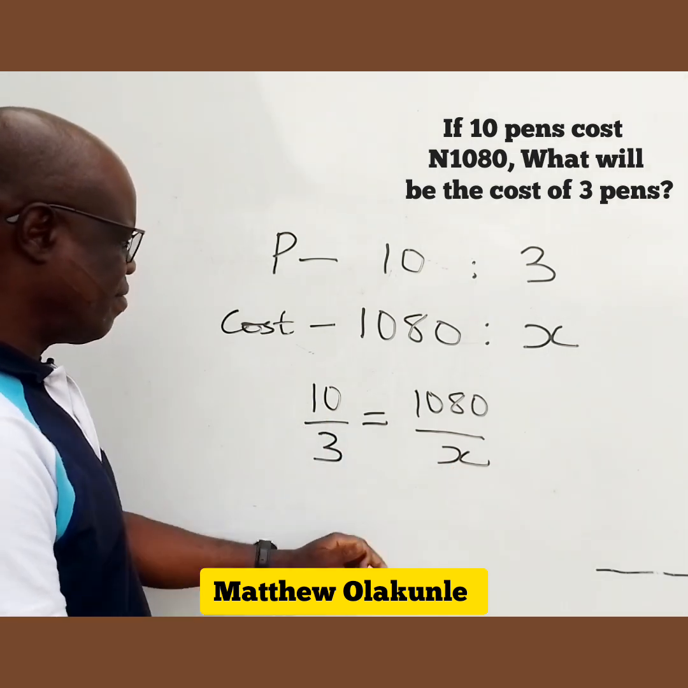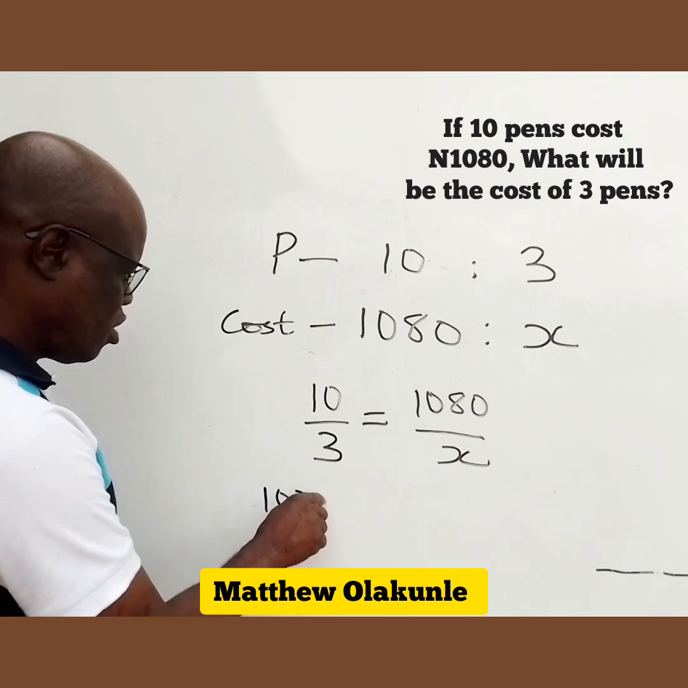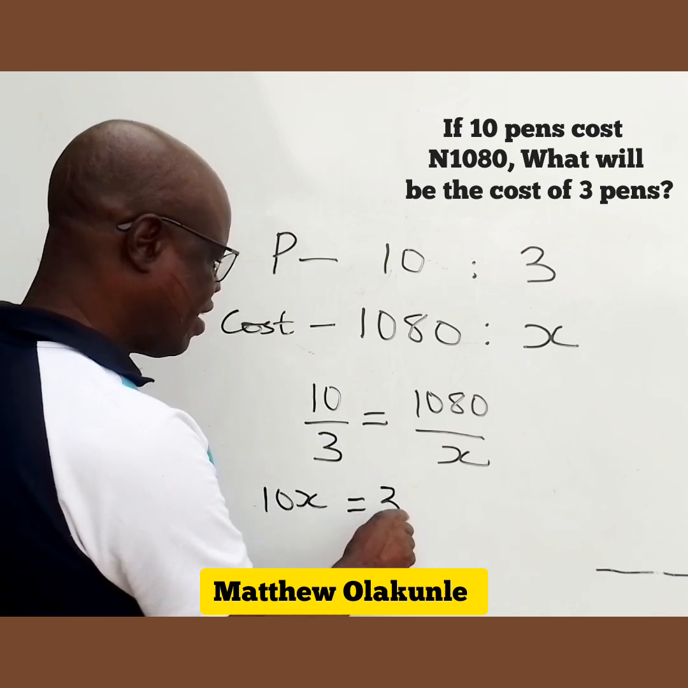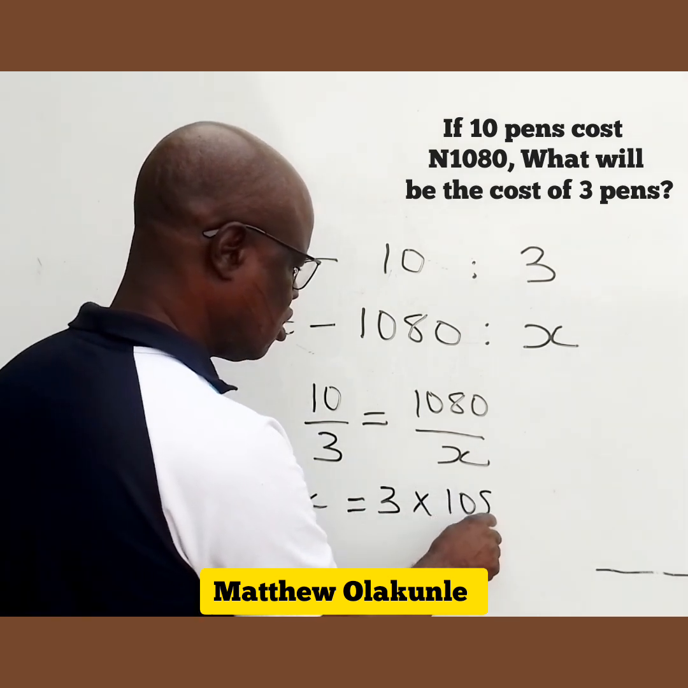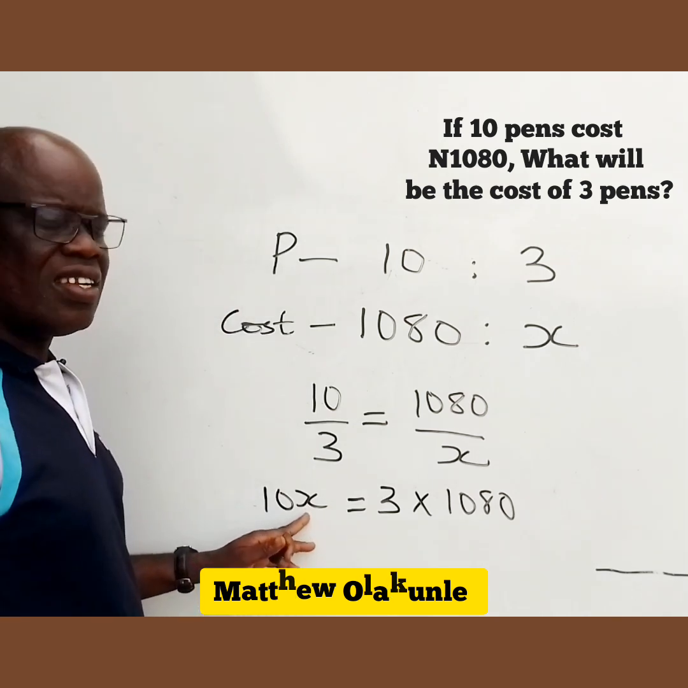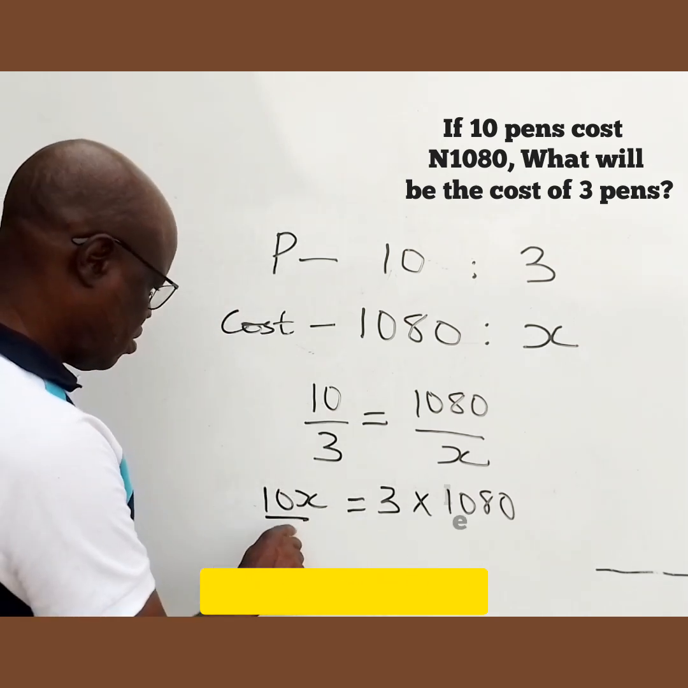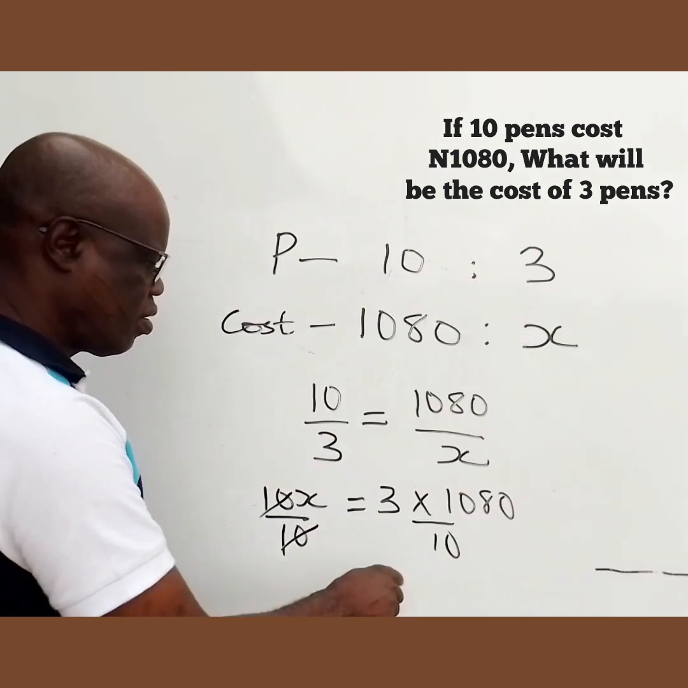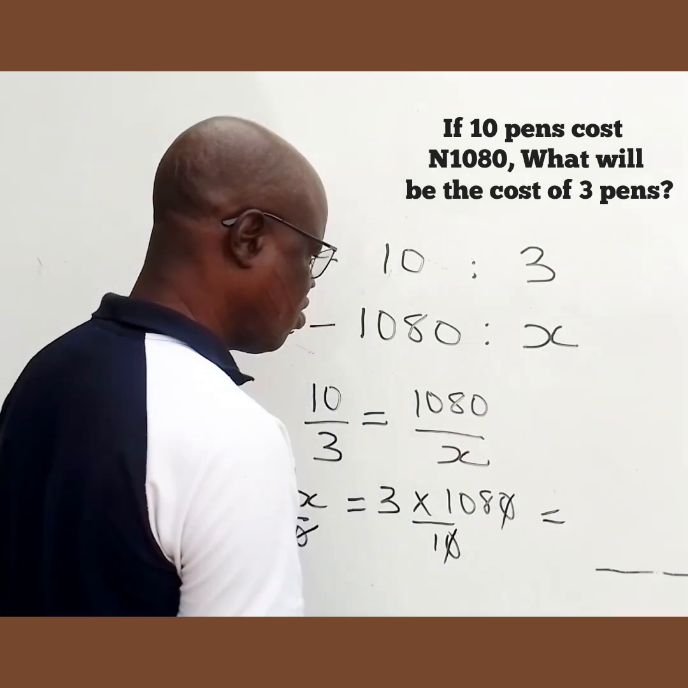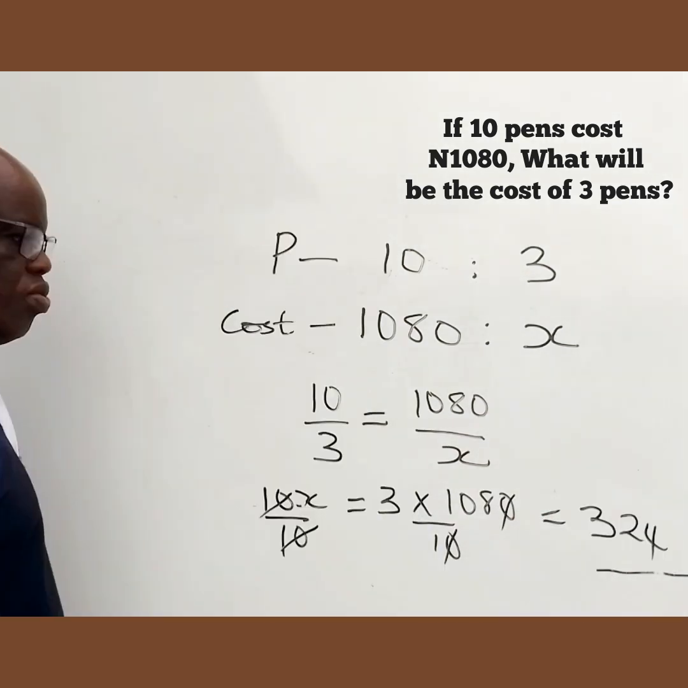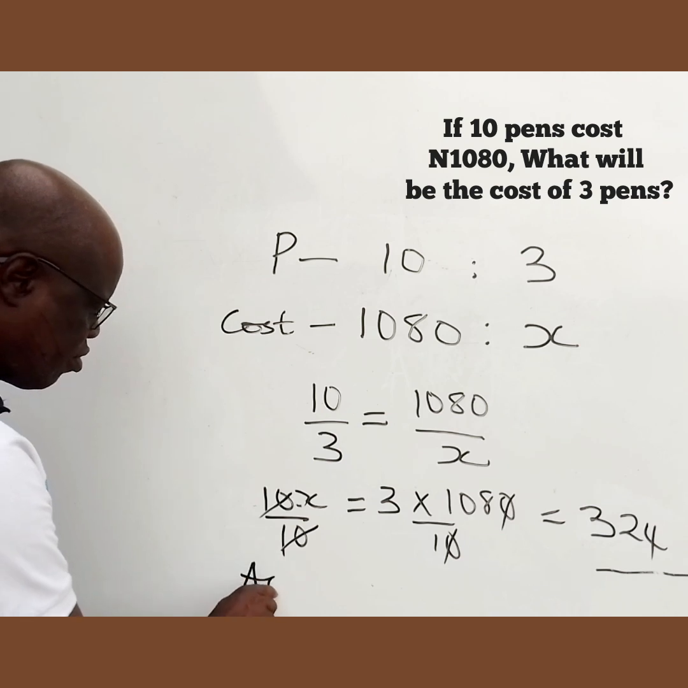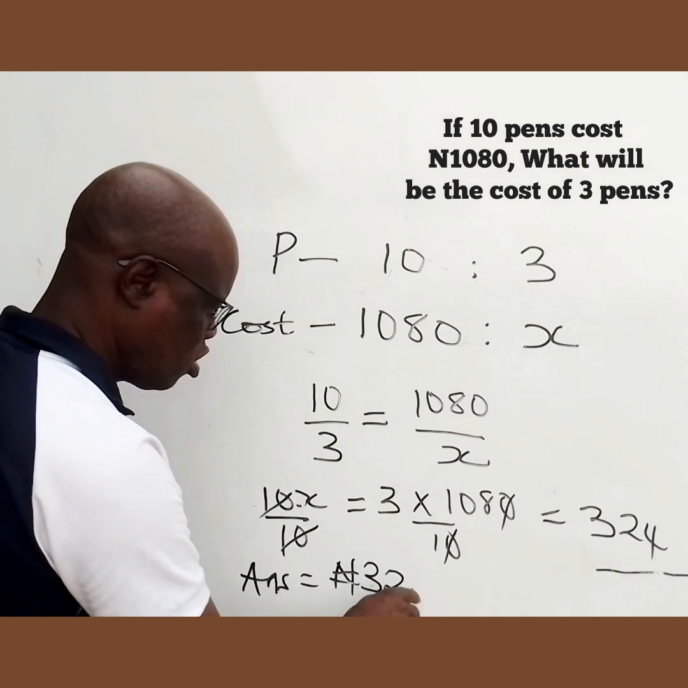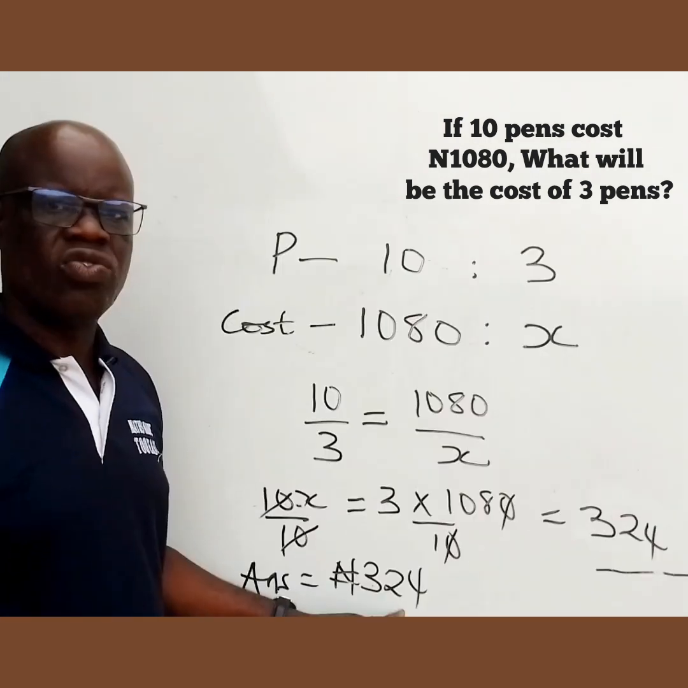10 multiplied by x, that's 10x, equals 3 multiplied by 1,080. So to get your x, divide both sides by 10. So your x is equal to, so the answer is 324 naira.